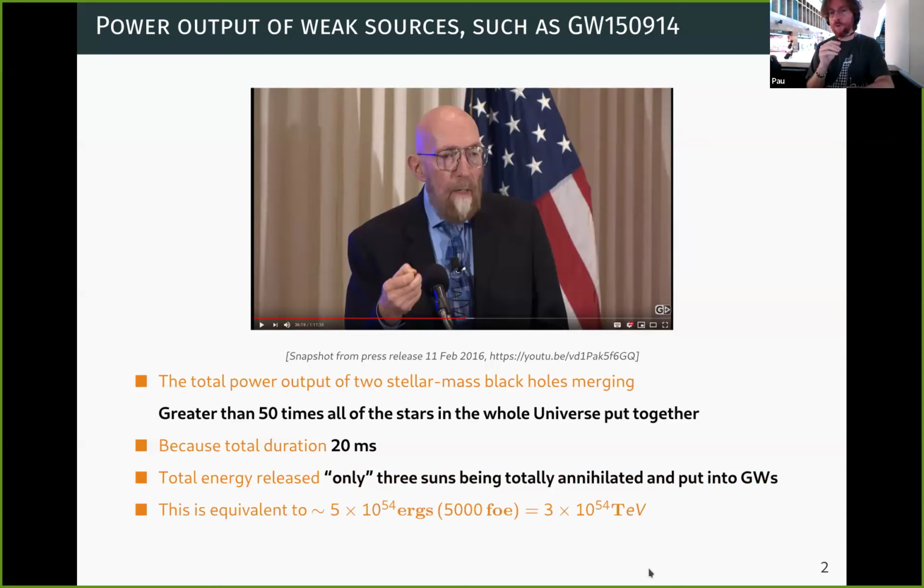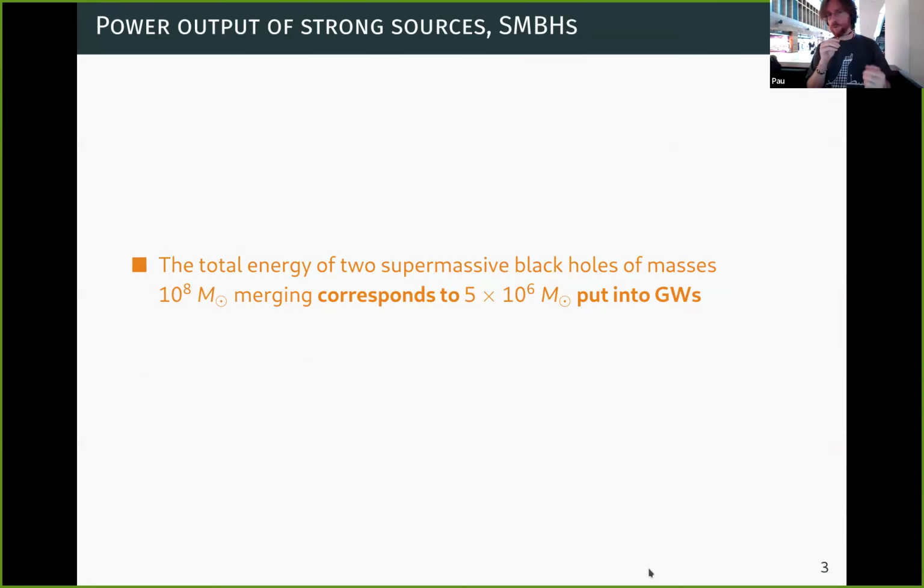If you move on to really powerful sources, so supermassive black holes and not stellar mass black holes, then we're talking about sources of, say, for instance, just to give you a big number, 100 million solar masses. Consider a binary made out of two supermassive black holes of masses 100 million and 100 million. Well, that corresponds to putting completely into energy 5 million suns. So this is a big perturbation of space-time.